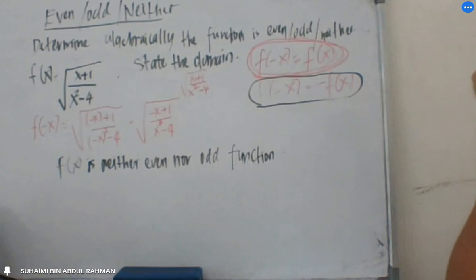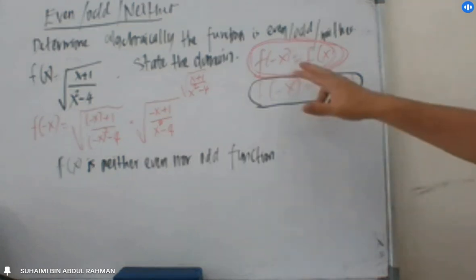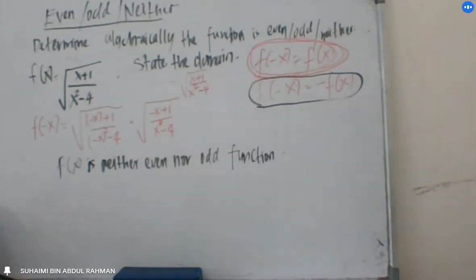You get it? Why I say that it is neither even nor odd. Because when we test, we substitute x with minus x and we cannot have it equal to f(x), so definitely it is not even. And then we cannot have minus of f(x) either, so we cannot say this is an odd function. Therefore, neither even nor odd function.